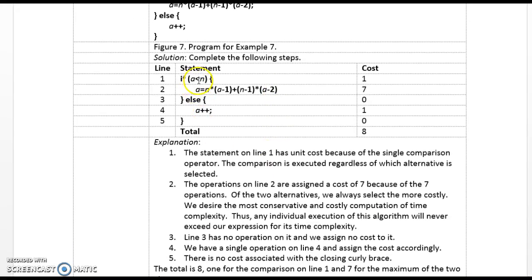So what we assume is the worst case, that is, that the most costly alternative is always executed. So in the true case, when a is actually less than n, our cost is 7, whereas when a is equal to n or greater than n, our cost is only 1. But for the purposes of time complexity, we always assume the greater cost.